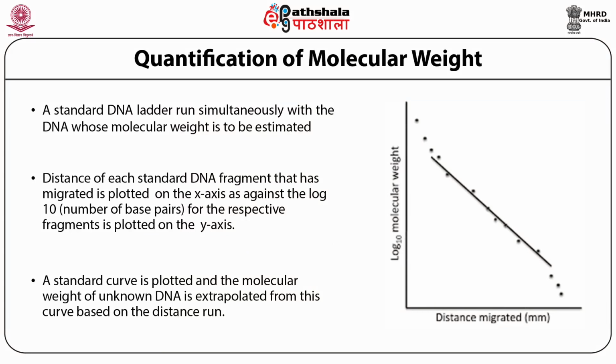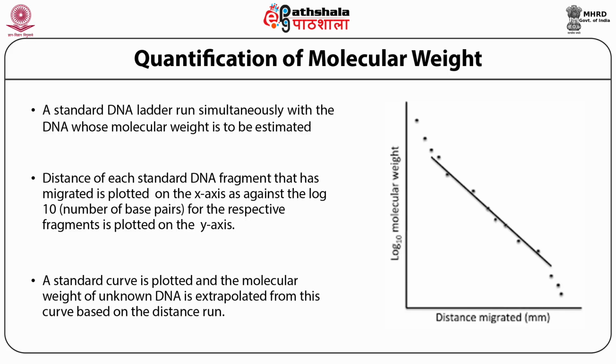To calculate the sizes of the bands, a standard curve from the migration of DNA fragments in the standard DNA ladder is run simultaneously along with the sample that is to be analyzed. The DNA ladders are composed of a mixture of restriction digests of variable lengths. A 100 base pair DNA ladder, for example, will have DNA bands separated by a distance of 100 base pairs.